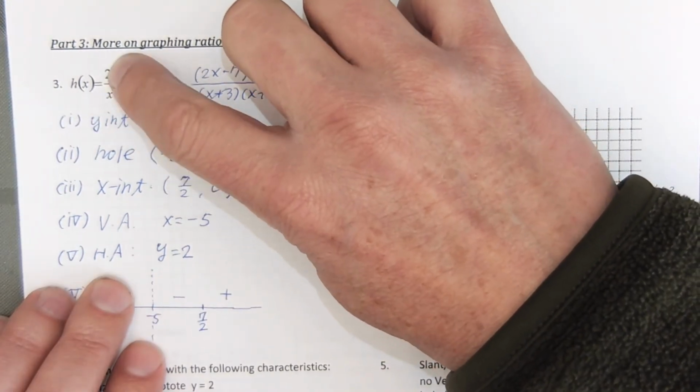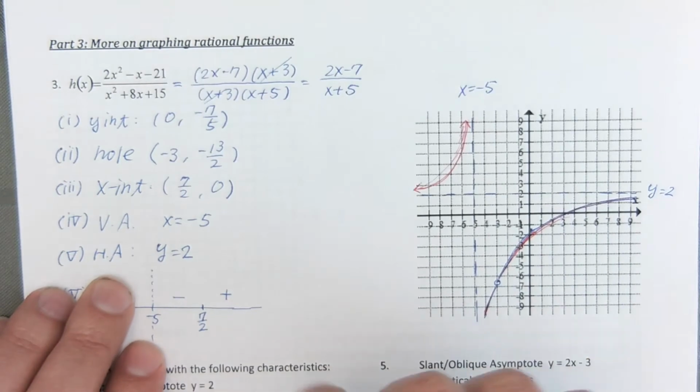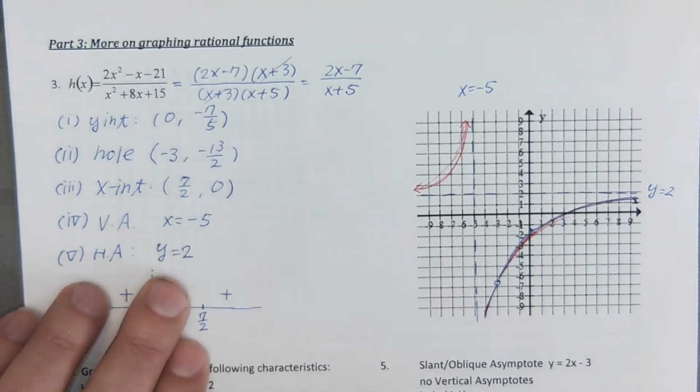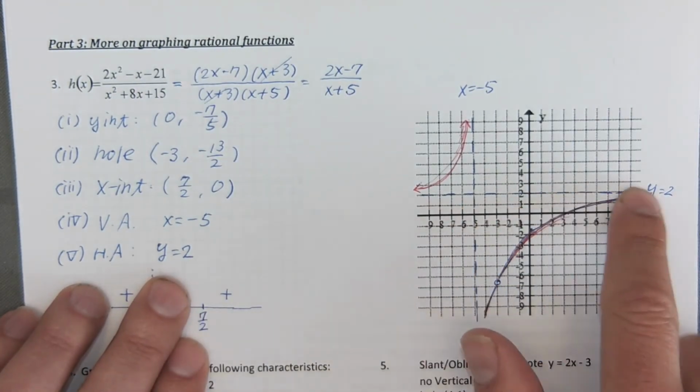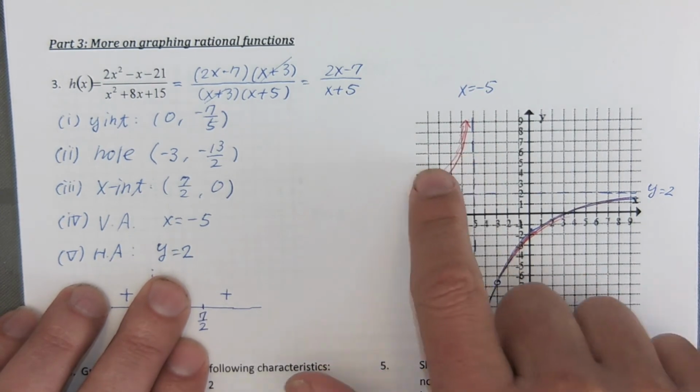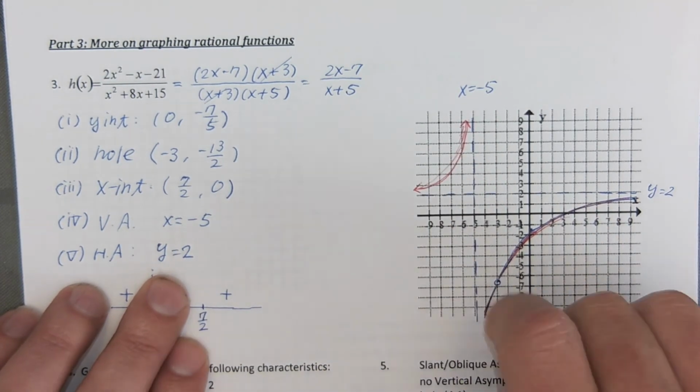Horizontal asymptote. Notice that the degrees are the same in this case. That means the lead coefficients take over. That's going to be 2 over 1. So that's why y equals 2 is our horizontal asymptote. And you can see that right here. And you can see it's getting closer and closer to that horizontal asymptote.